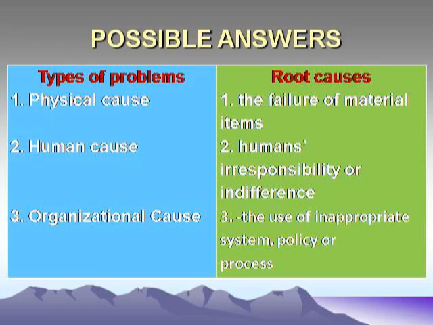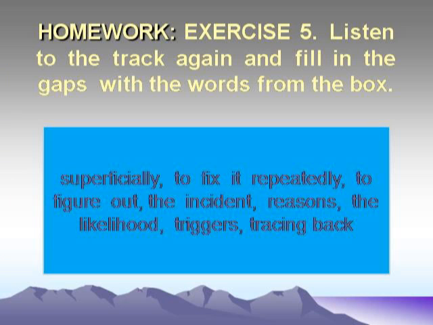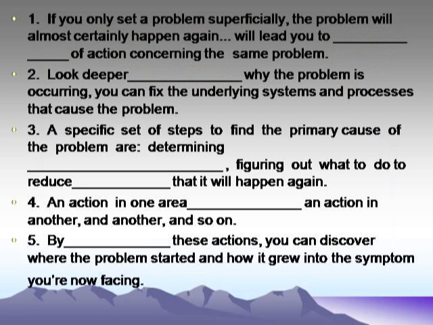Now I'll give you homework. Exercise 5 will be your homework. Listen to the track again and fill in the gaps with the words from the box at home. The words are superficially, to fix it, repeatedly, to figure out, the incident, reasons, the likelihood, triggers, and tracing back. And sentences are given here. You can copy them out from your book.